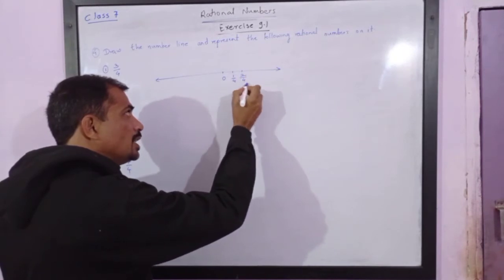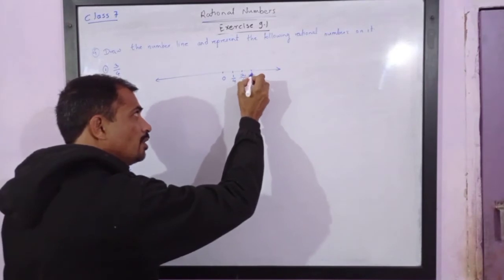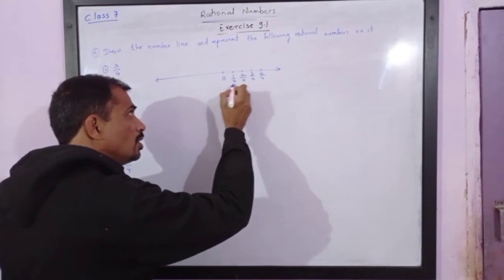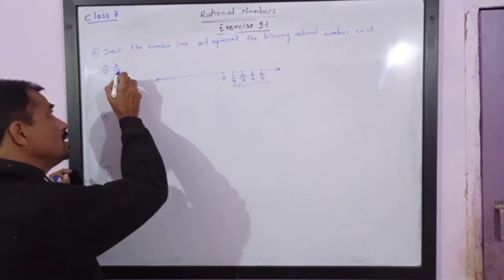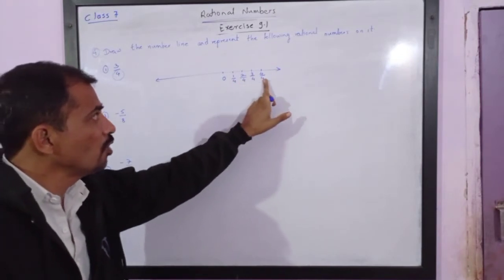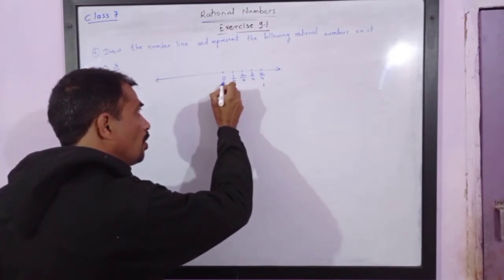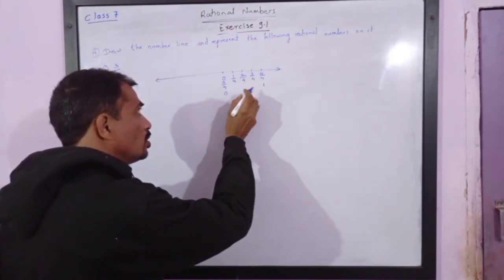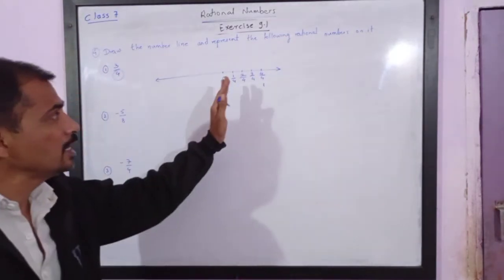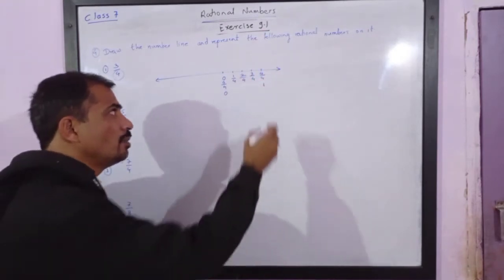Please note, denominator is same, we are going on increasing the numerators. So next number will be 3 upon 4 and next number will be 4 upon 4. 4 is the denominator, that is the reason we are dividing this. Please note, this 4 upon 4 is nothing but 1 and this 0 upon 4 is nothing but 0. So we divide 0 and 1 into 4 equal parts and then write 1 upon 4, 2 upon 4, 3 upon 4. Next number will be 5 upon 4.